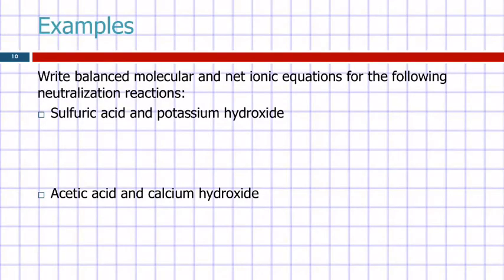So let's do a couple of examples. Write balanced molecular and net ionic equations for the following neutralization reactions. So here, sulfuric acid and potassium hydroxide. We have to get the formulas correct for each of these compounds. And so it's best, I think, to show the ions with their charges.